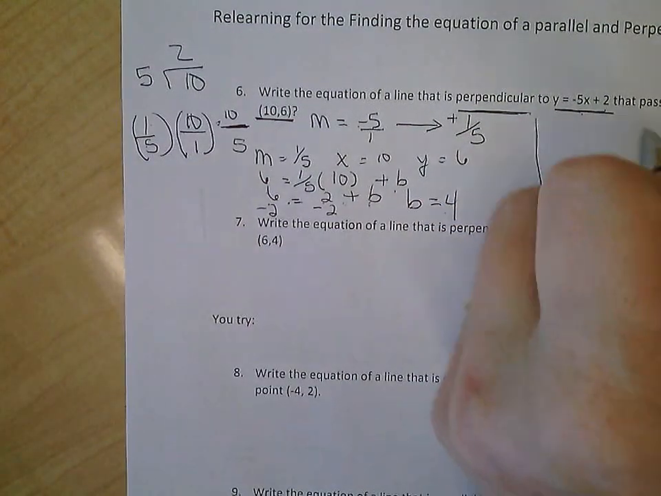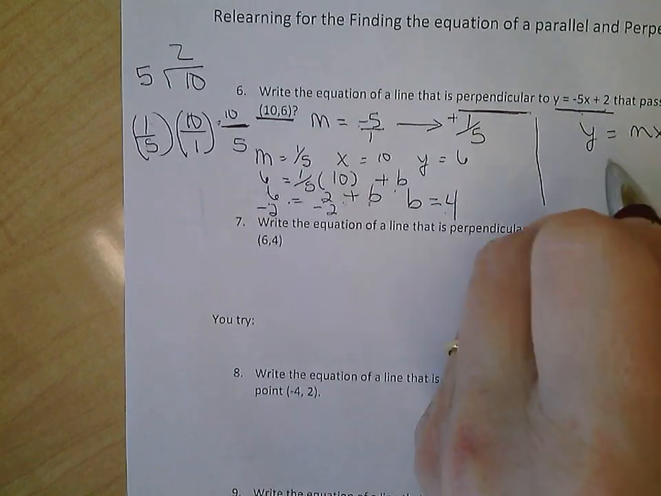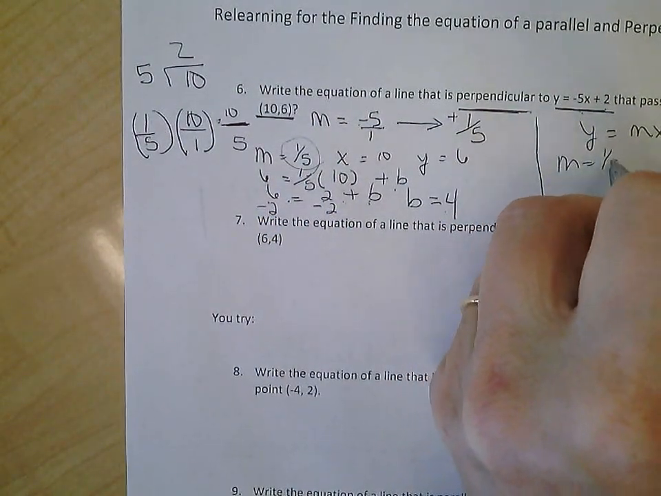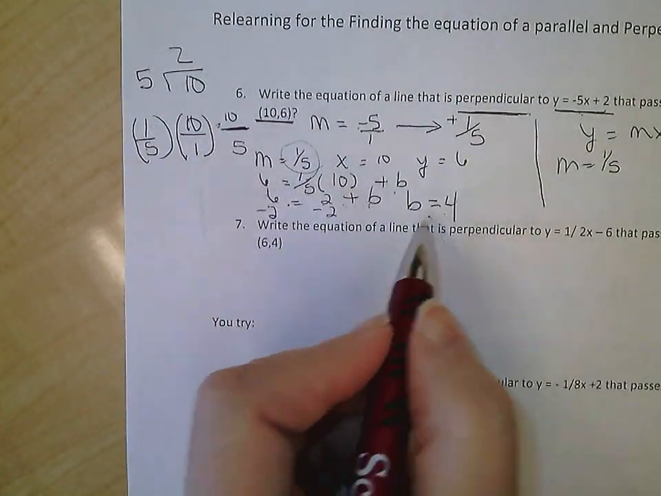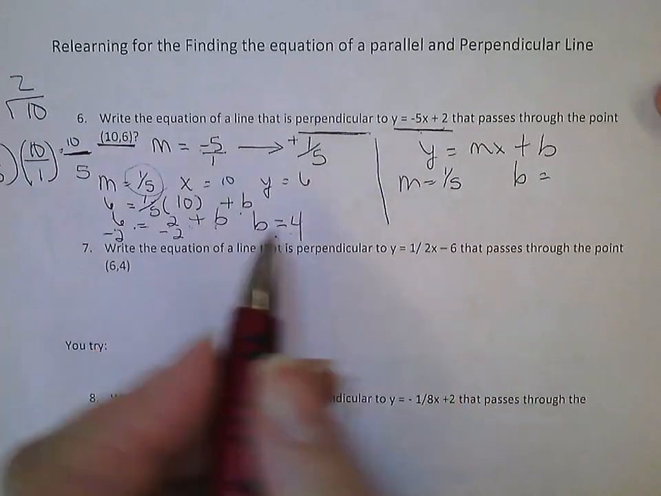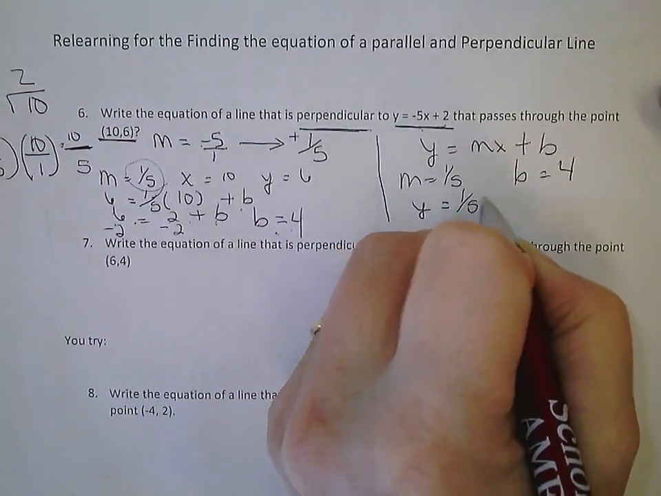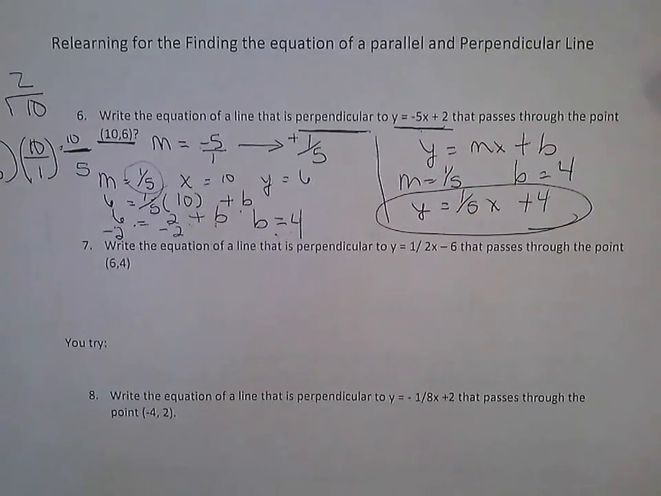Our second step is y equals mx plus b. We have our new slope. We use this one right here, m equals 1/5. Our b is 4 from right here. And y equals 1/5 x plus 4. And there is our answer.